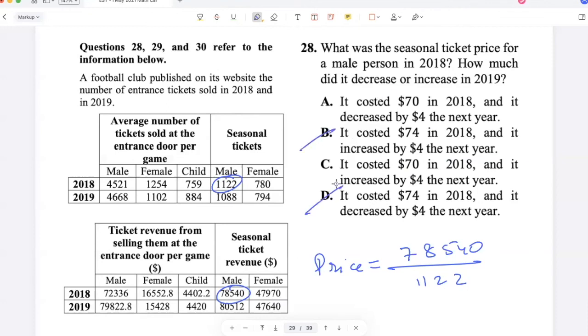So B and D are out. And this was 2018. And what about 2019? The price would be 8512 divided by 1088. So that's 74. So it cost $70 in 2018 and it increased by $4 the next year. So C.